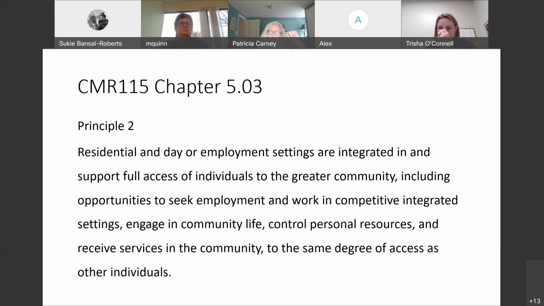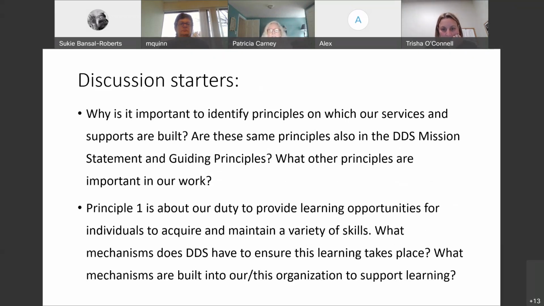I think these principles are wonderful things to start conversations about. So here's some discussion starters for you. Why is it important to identify principles on which our services and supports are built? Are these same principles also in the DDS mission statement and guiding principles, which you'll find when they're able to get it into DDS Learning? You can also find them on mass.gov, but they're nice and pretty in DDS Learning when they get them in there. And then what other principles can you think of that are important in our work?